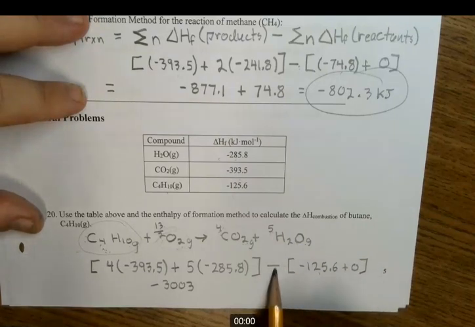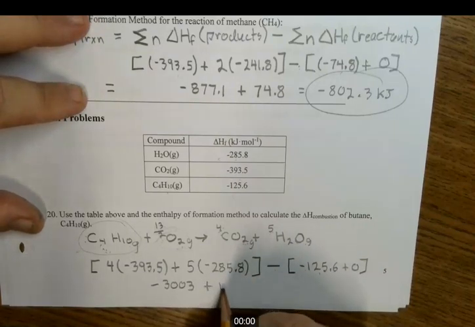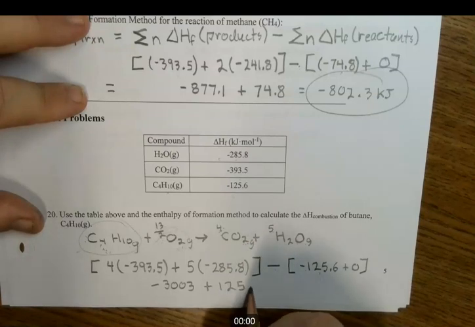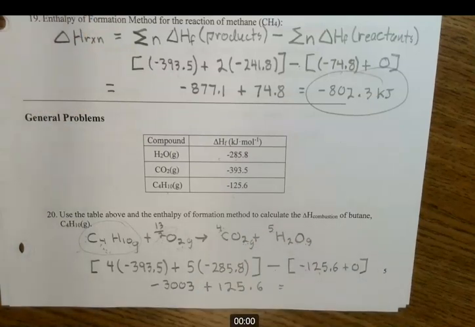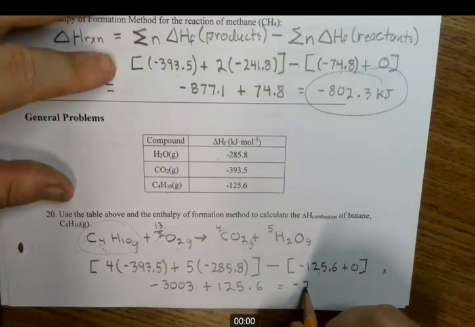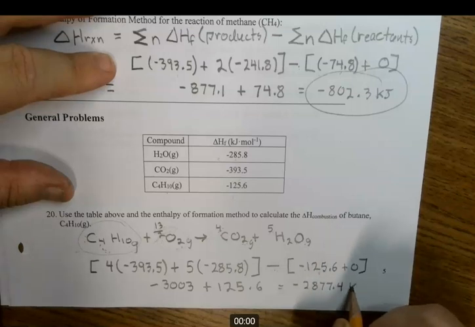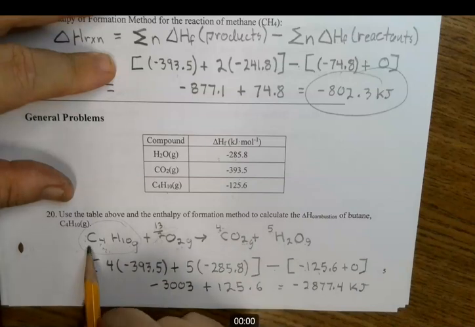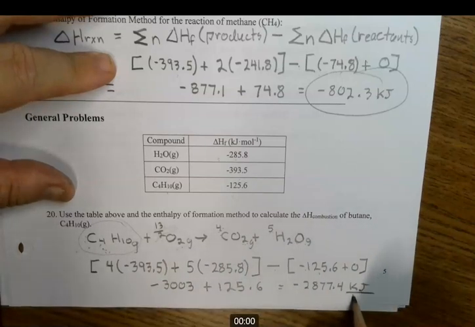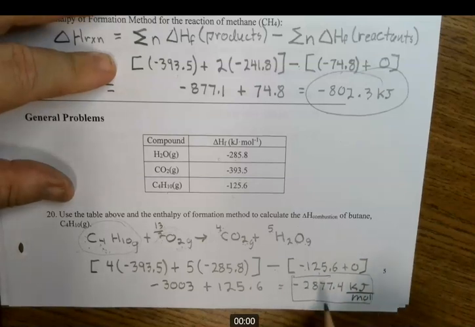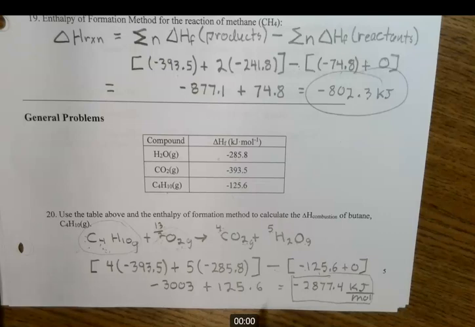And over here, it's going to be a negative, that's going to be a plus 125.6. Alright, and so it's going to be negative 3003 plus 125.6. And that's going to equal negative 2877.4 kilojoules. And since it is of just 1 mole of butane, we can write kilojoules per mole. Okay, and that's our delta H of reaction. It's also our molar delta H as well.